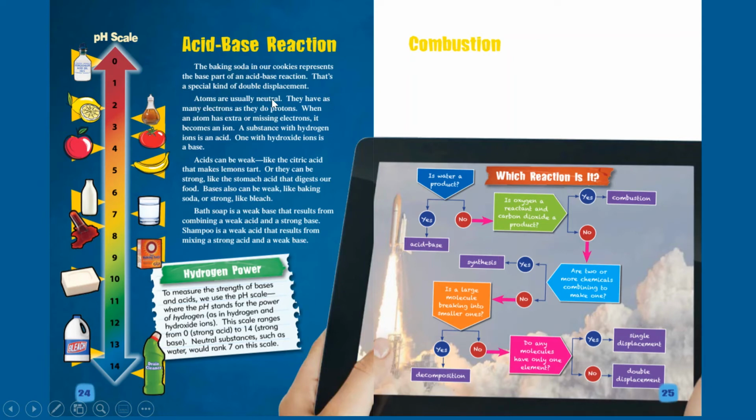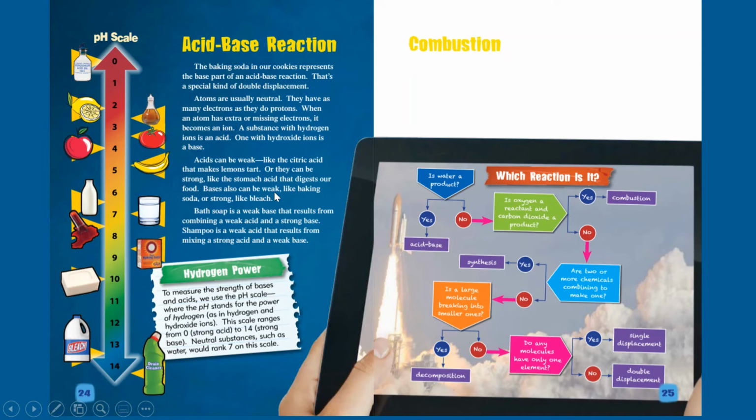Atoms are usually neutral. They have as many electrons as they do protons. When an atom has extra or missing electrons, it becomes an ion. A substance with hydrogen ions is an acid. One with hydroxide ions is a base. Acids can be weak, like the citric acid that makes lemons tart, or they can be strong, like the stomach acid that digests our food.